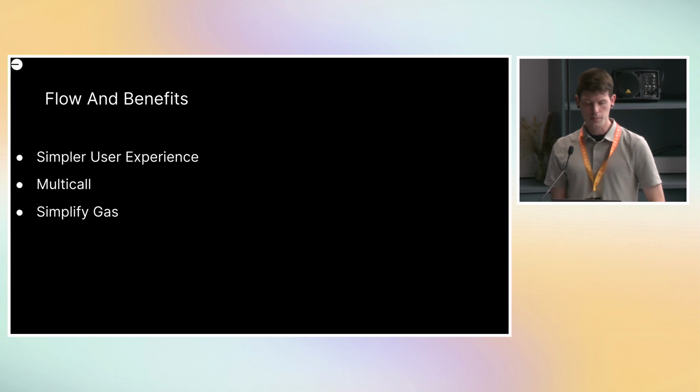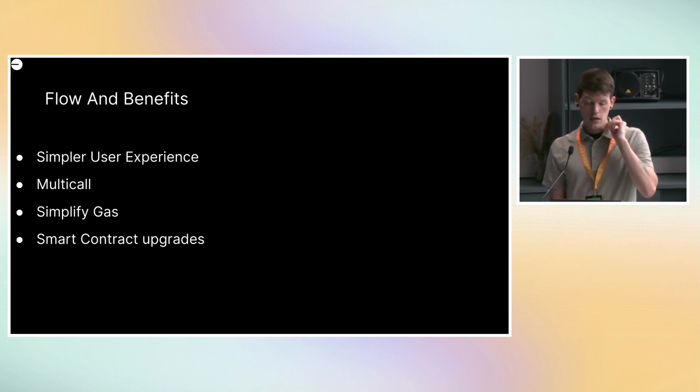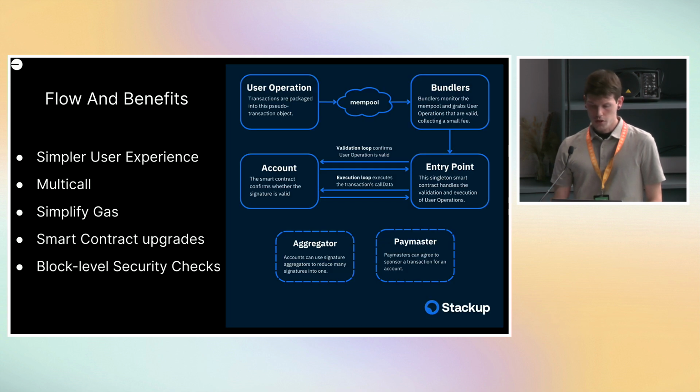As I mentioned, you can simplify gas, so it doesn't have to be the native token. It could be an ERC20. You can upgrade that smart contract for your users if you're using a contract proxy. You as a developer, if you're using a smart contract like Smart Wallet or Safe or other, they more or less will handle this for you. So just know that some upgrades are built in. And then there's block level security checks.